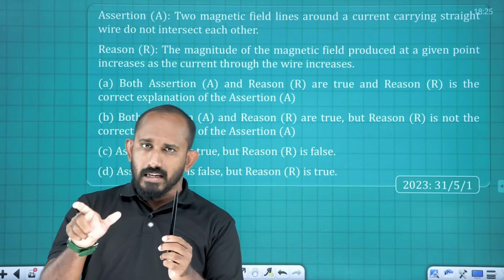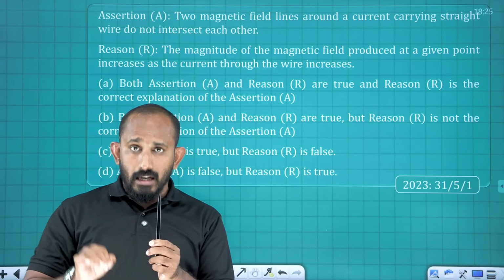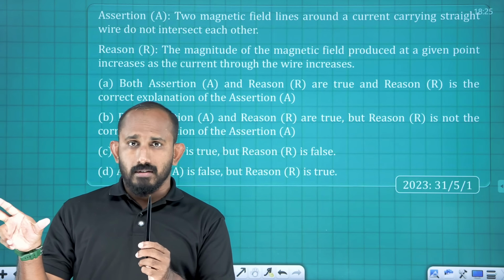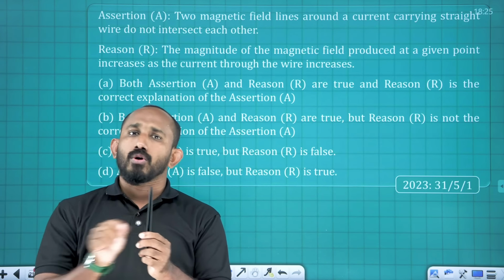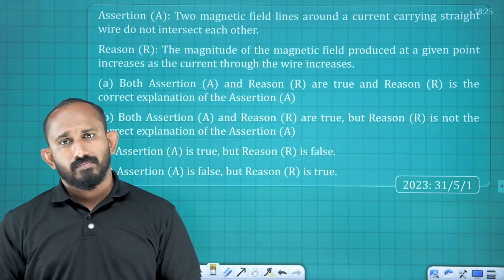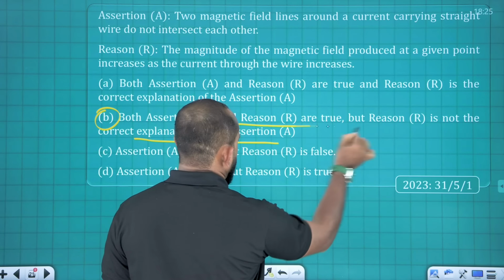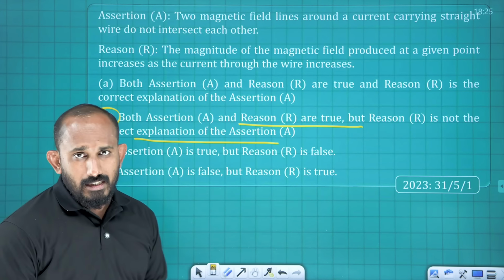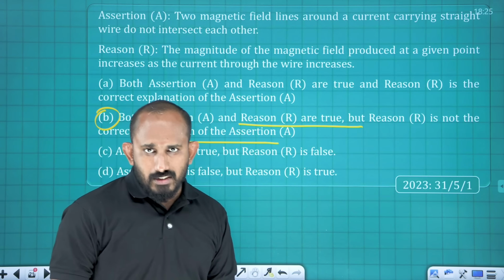That depends upon the distance actually. As you move far from the conductor, the magnetic field will be weaker and the circles will be farther apart. Bigger radius will be there. Nearby it will be a small radius, and a stronger magnetic field is there. So both are correct only, but not the correct explanation. Assertion and reason are true. Reason is not the correct explanation of assertion. Both statements are correct. Let's take the next question.